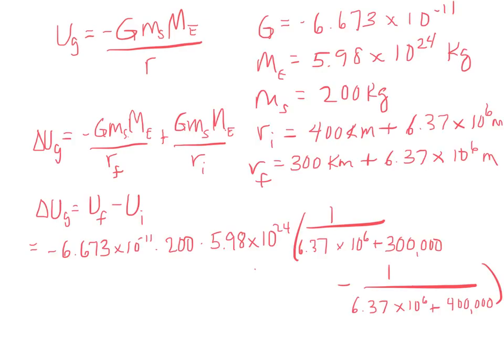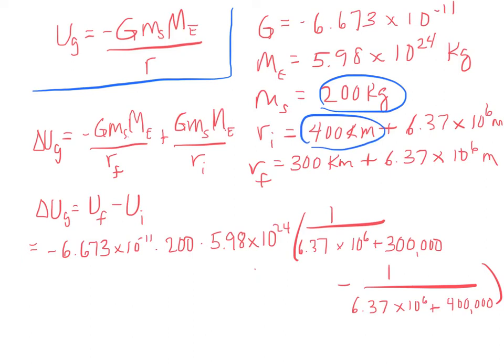Okay, a lot of writing here, so let's try to go through this. Here's the equation we started with right here. So I'm talking about a satellite that has a mass of 200 kilograms, initially 400 kilometers from the surface of the Earth, and then later it comes down to 300 kilometers. Notice since it's a center-to-center distance, I have to add the distance to the center of the Earth, so I have to add that 6.37 times 10 to the 6th.